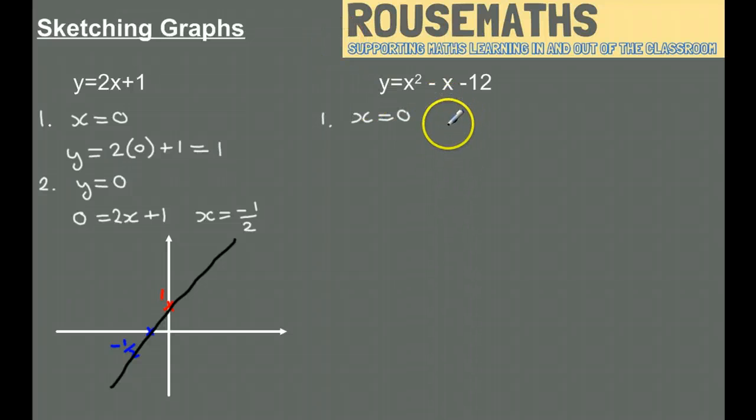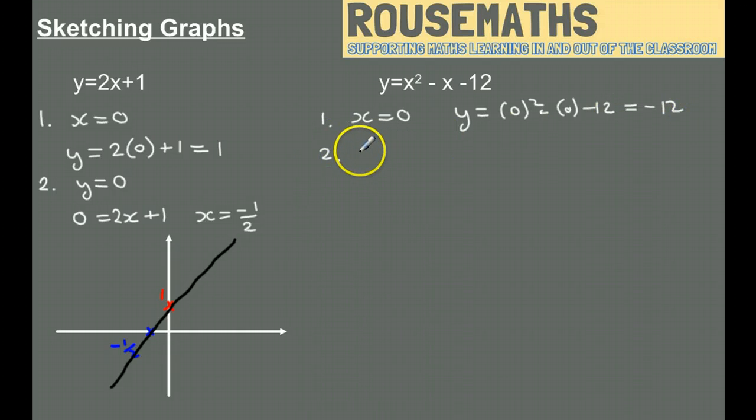For our quadratic here, when x is 0, that means our y-intercept will be minus 12, because we've got 0, minus 12. For our solutions, or x-intercepts, we make y equals 0, and that means we've got 0 equals x squared minus x minus 12.